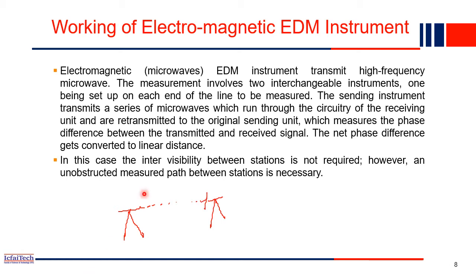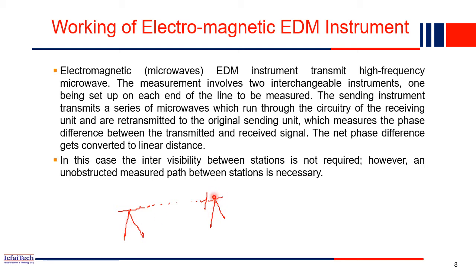This measurement involves two interchangeable instruments, one set up on each end of the line to be measured. The sending instrument transmits a series of microwaves, which run through the entire atmosphere to the receiving unit. Here it will be received and again transmitted back to the original sending unit, which measures the phase difference, right?